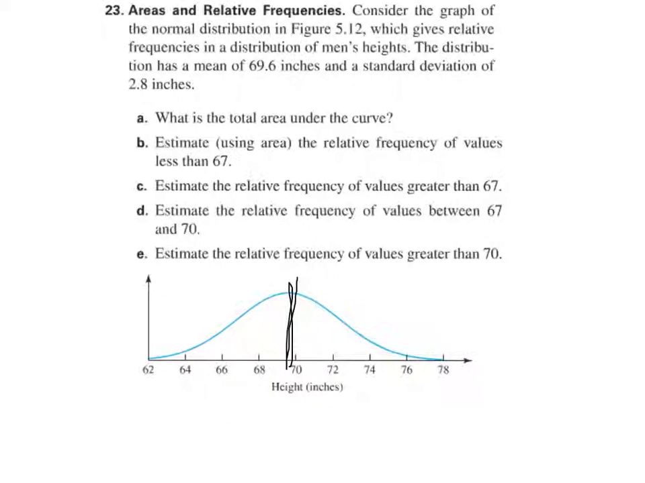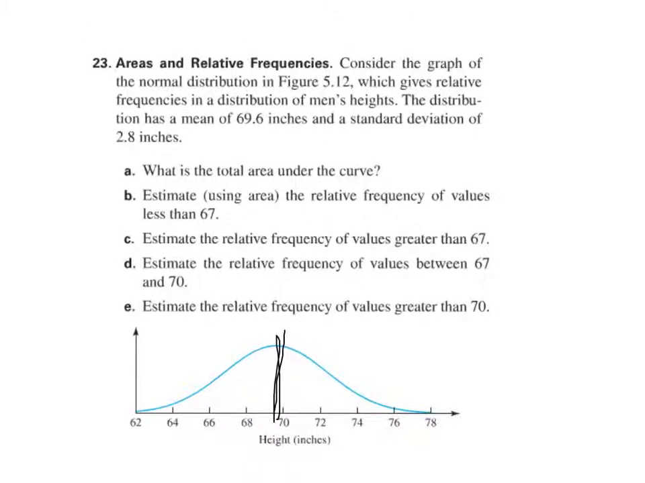Okay, so what do we have? So the total area under the curve, well, as you read in the text, if all we have is what's here, that's 100%, and as a proportion, rewrite that as 1. Okay, so now they want us to estimate the area of less than 67 inches. So here's the height of 67 inches.